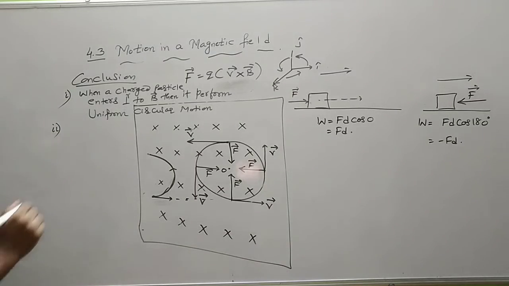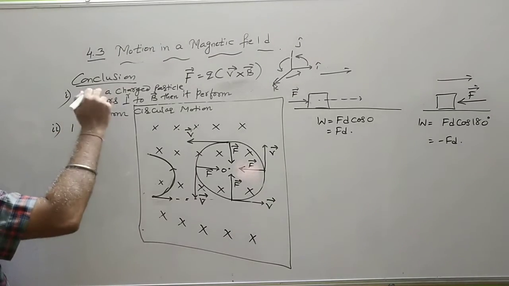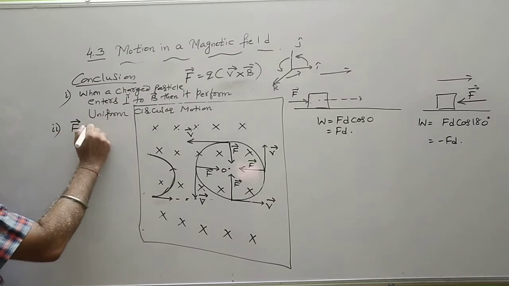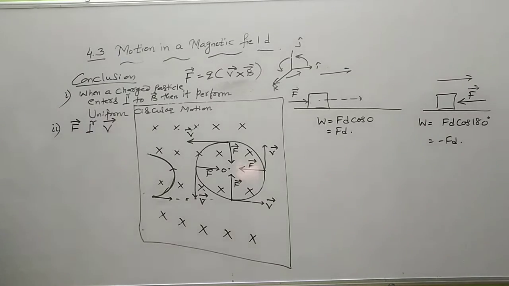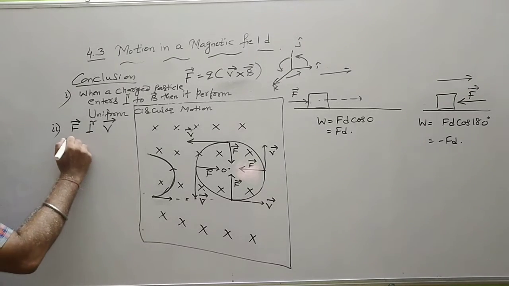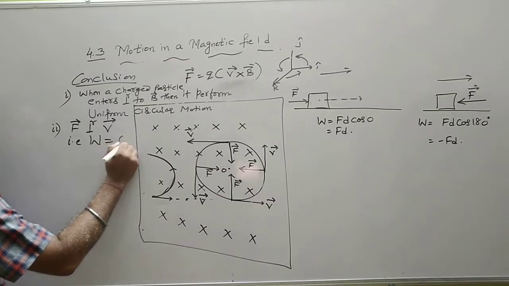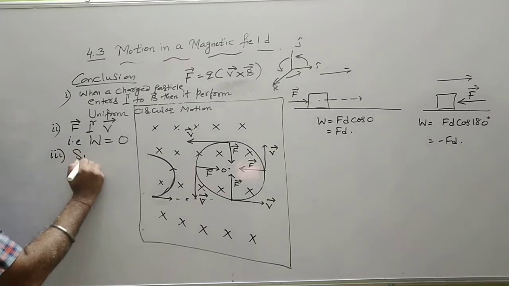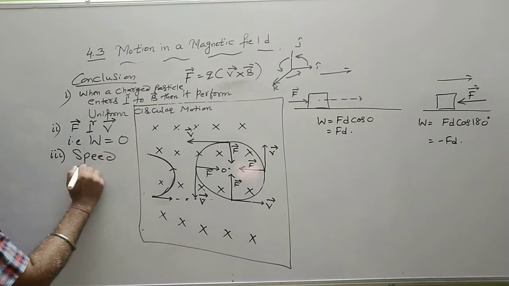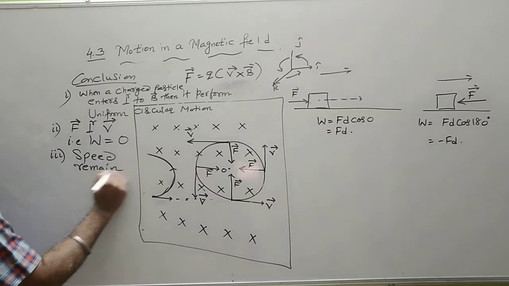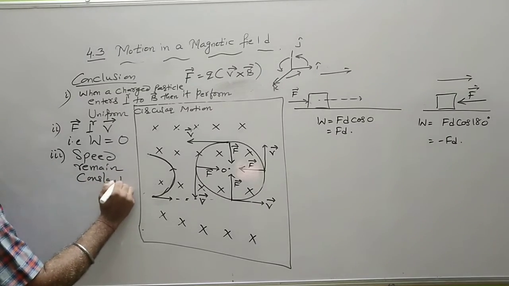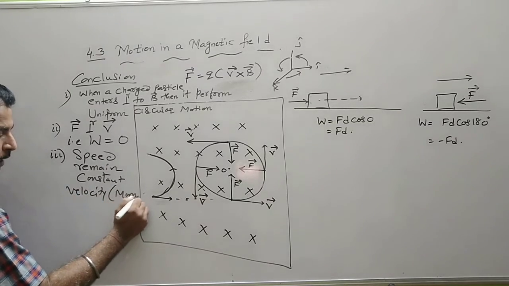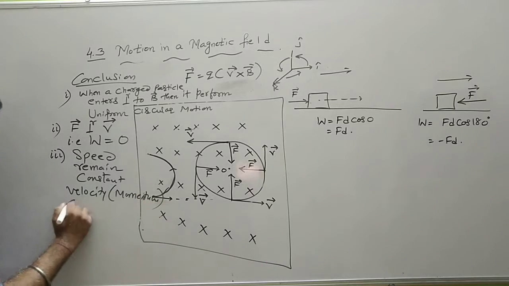Second conclusion, which is important in this situation, so we assume that a charged particle enters perpendicular, then F is perpendicular to V vector. That is, work done comes out to be zero. Third, speed remains constant. Velocity, and in fact we say momentum, changes.